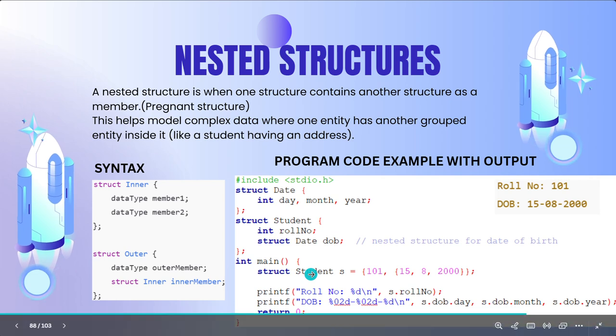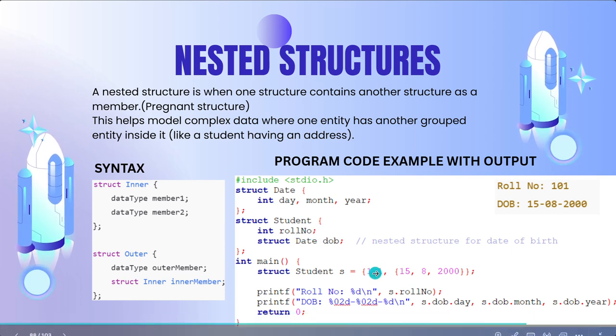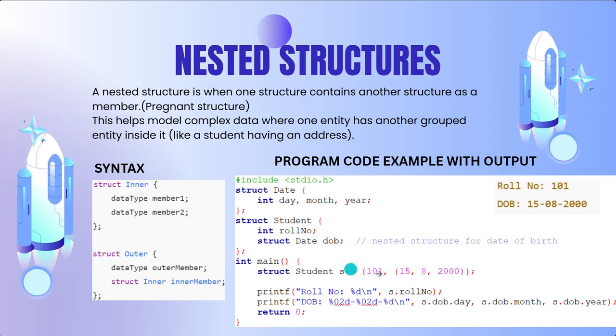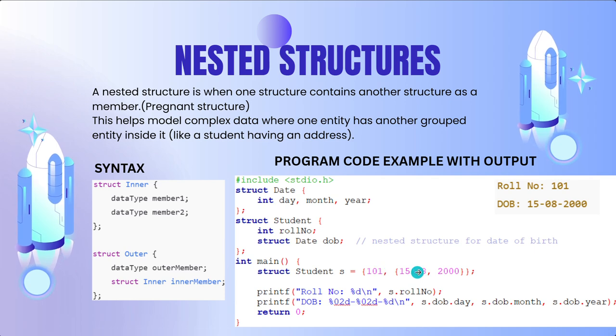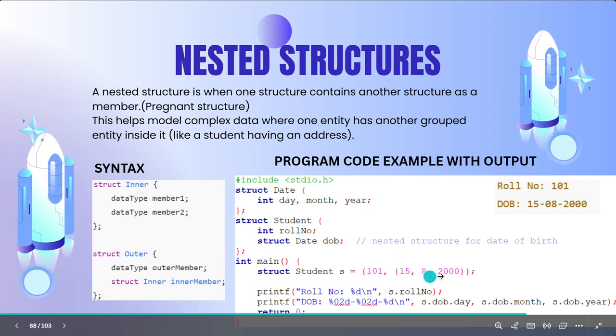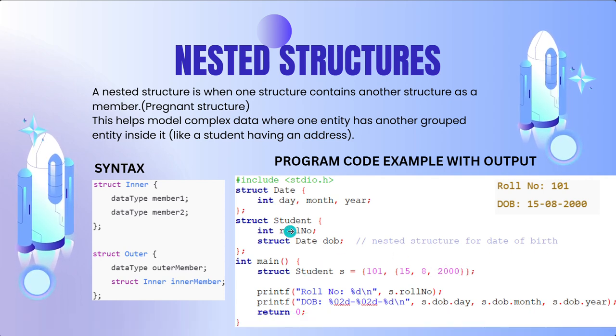Here we are initializing the student structure s. So for the roll number only one entity is present here, and then a structure within another structure. So within curly brackets we have another set of curly braces. The dob consists of what? Three elements: date, month, year. So 15/8/2000. This is how we are initializing. I hope it makes it clear, right? Because roll number comes first, then dob, this is the order which is followed, and dob consists of date, month, year. So this is a nested structure.